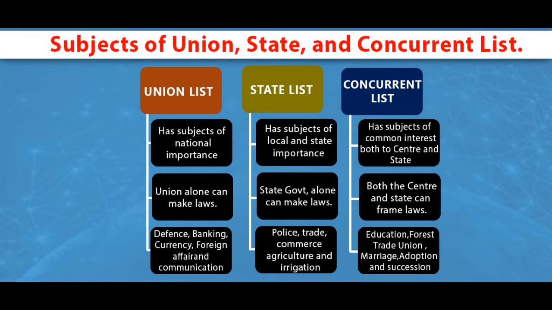The second list that is given by the constitution for making laws is the state list. The state list is for the state government. The state government follows the state list and prepares laws based on the 66 subjects that are there in the state list. The first list is the union list and has 97 subjects. The second list is the state list and has 66 subjects.